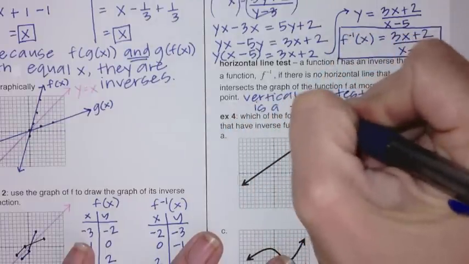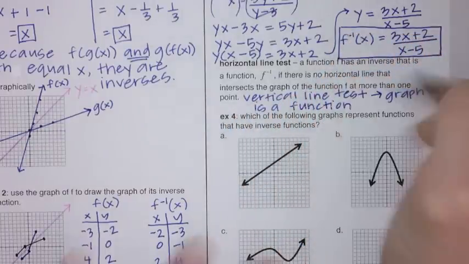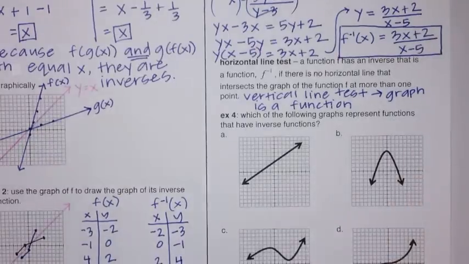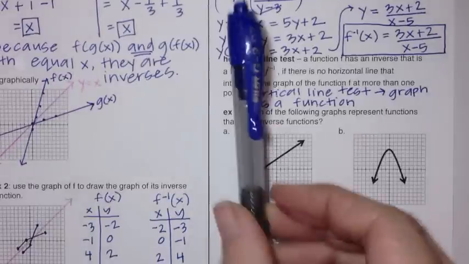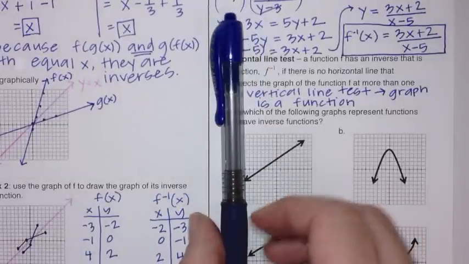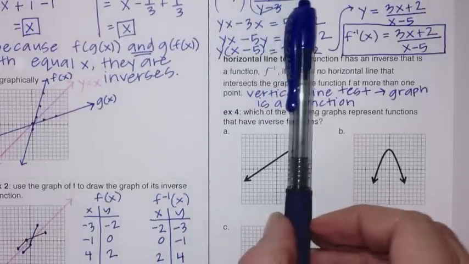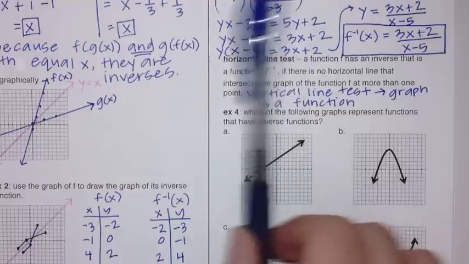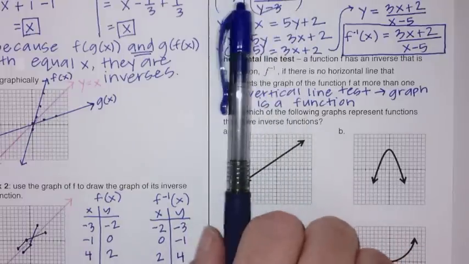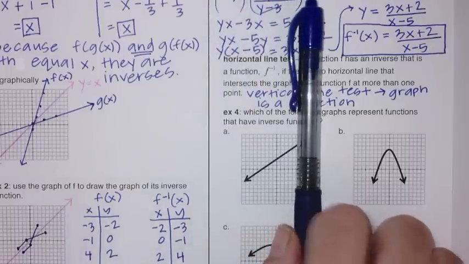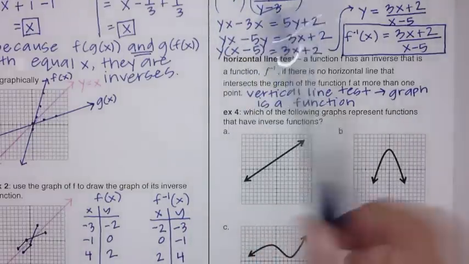So I'll take you through that on these graphs here. I'm not going to write anything down because it's asking us a different question, but here's what it is. If a vertical line can pass through your graph without touching the graph twice at the same time, then it's a function.